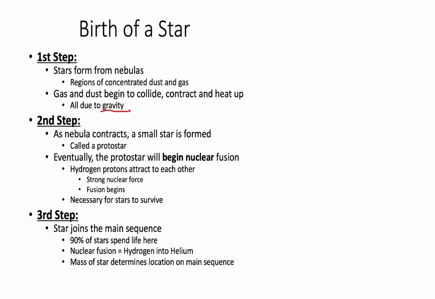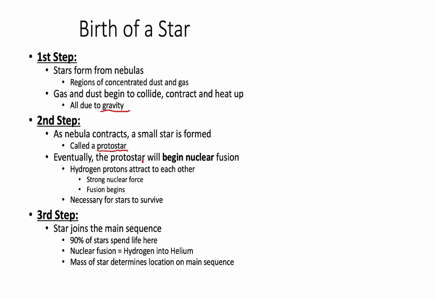This word is very important. All of that going on with the gas and the dust colliding and contracting and heating up, all due to gravity. Very important. Now, the second step is when the nebula starts to contract, you get a small star being formed. And this small star we call a protostar. So you get a small star being born. You could consider this a toddler star.